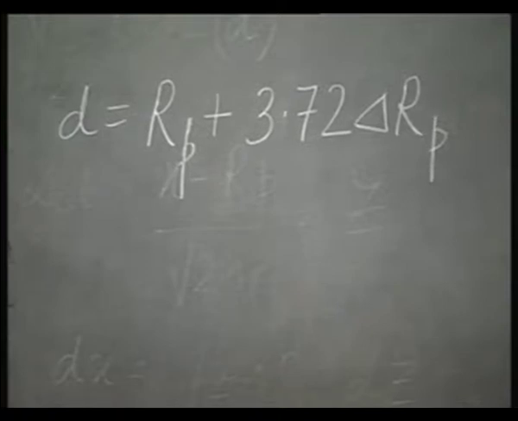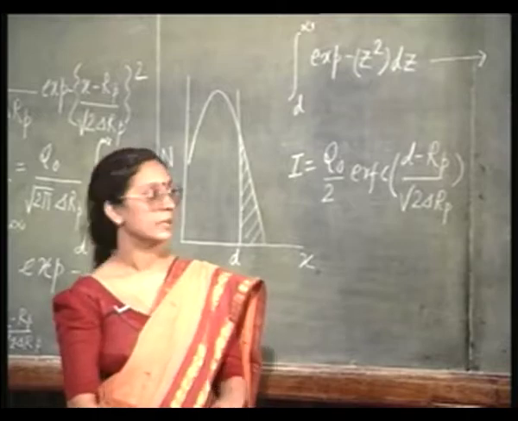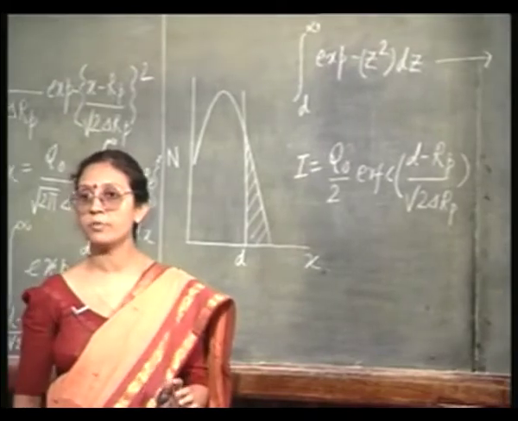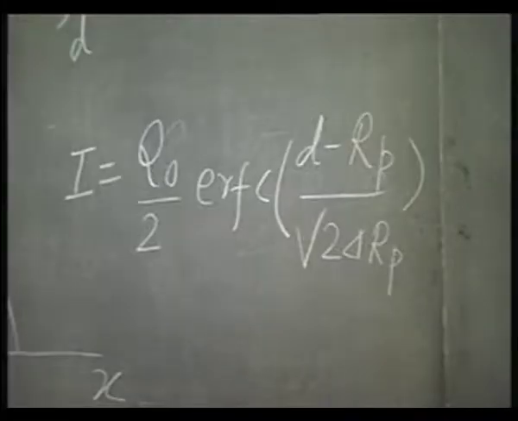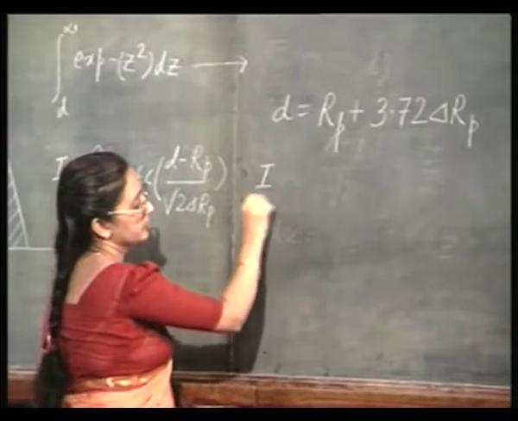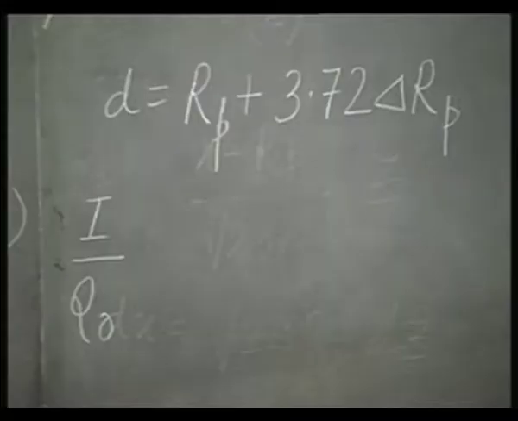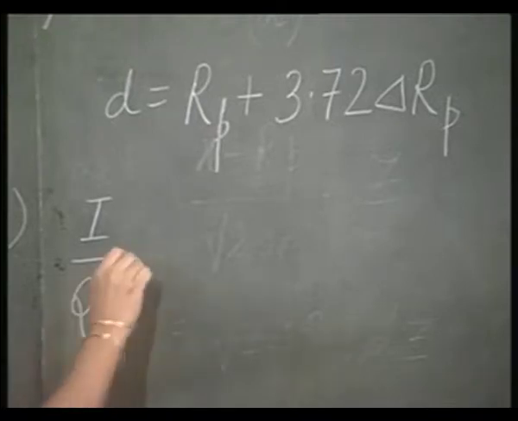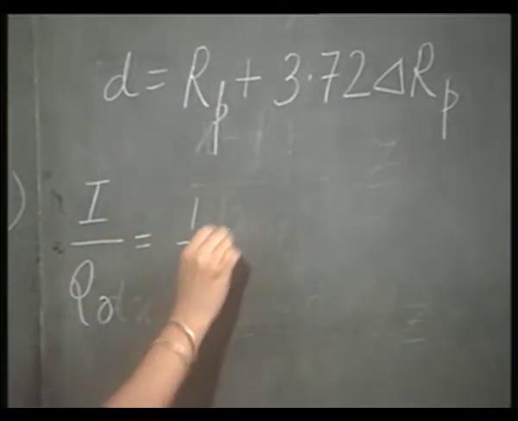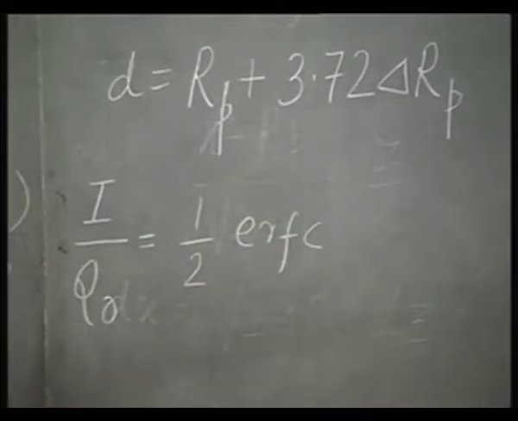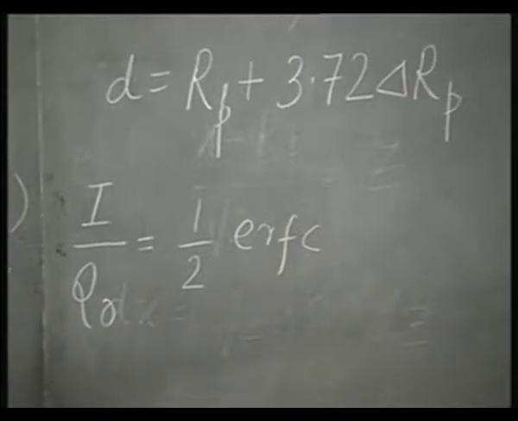If that is so, and if you put this value here, then you can say that this I, that is the total amount of impurity which is going into the semiconductor, by the total dose of impurity. Remember, q0 is the total dose that you are putting. I by q0 is going to be half error function complement of 3.72 divided by root 2, which works out to be about 2.6.